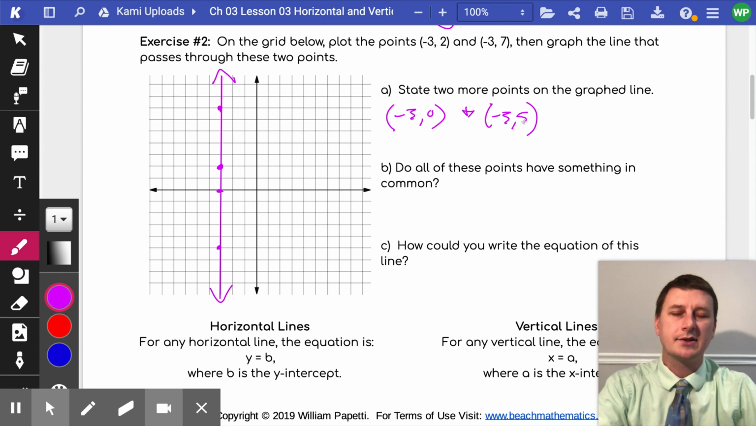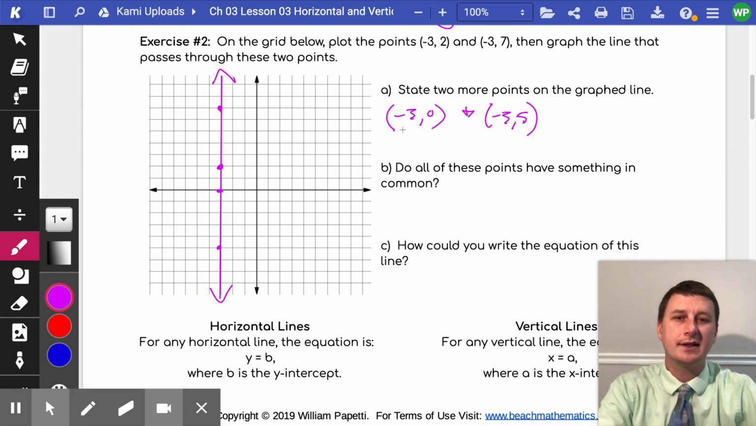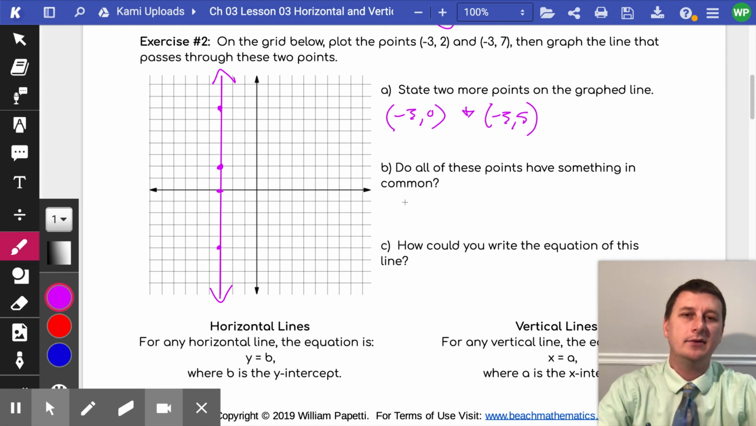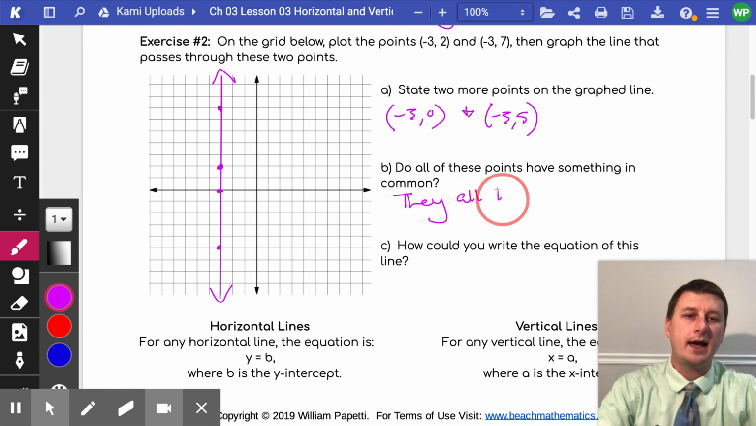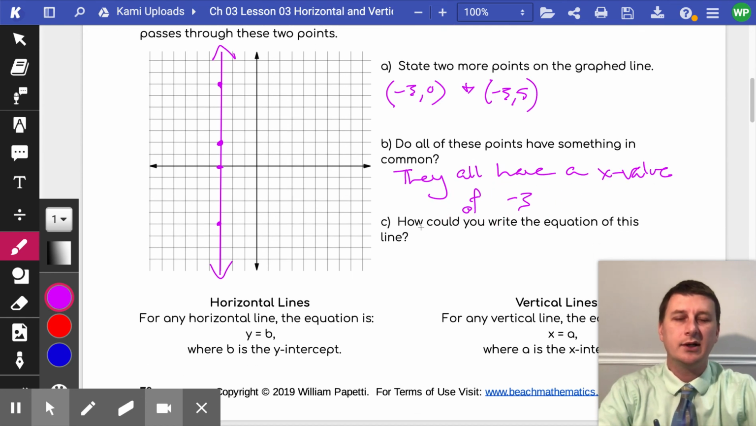So just like in exercise number 1, and if you didn't watch exercise number 1, I suggest you go back to take a look at exercise number 1, very important. What do all 4 of these points have in common? And similar to exercise number 1, all 4 of these points now have an x value that's the same. So they all have an x value of -3. So how could we write the equation of that line?